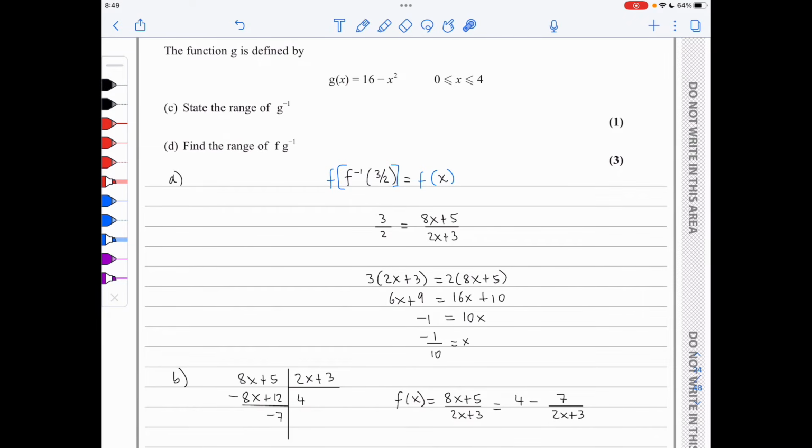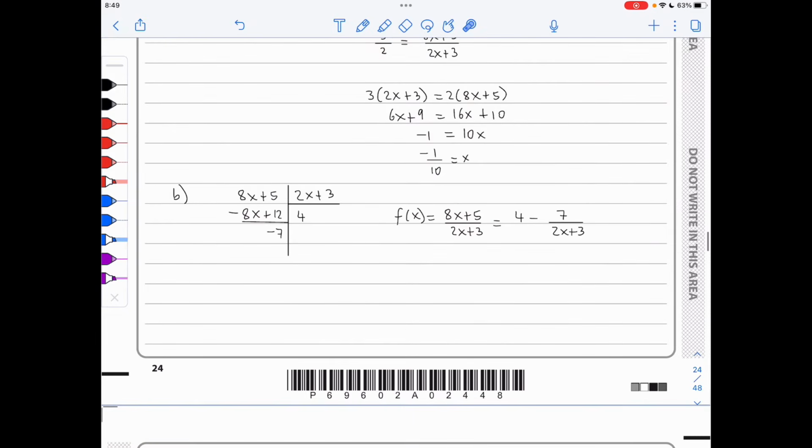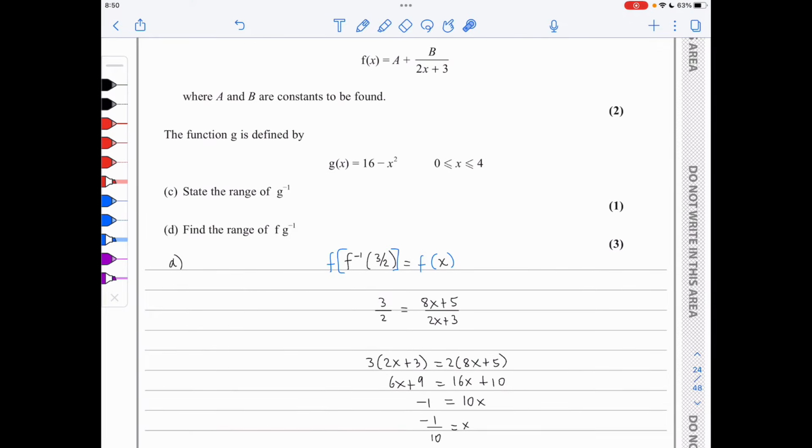In C, we're given another function g of x. It's 16 minus x squared for x between 0 and 4 inclusive, and we need to state the range of g inverse. Now the prompt to state means that it's something obvious, no calculation is needed. We know that the domain of a function is the range of its inverse, and therefore we can easily conclude that the range of g inverse are all values between 0 and 4 inclusive. And now the difficult part is part D.